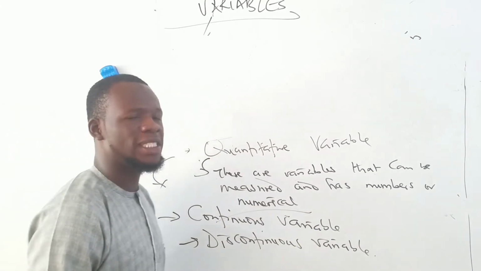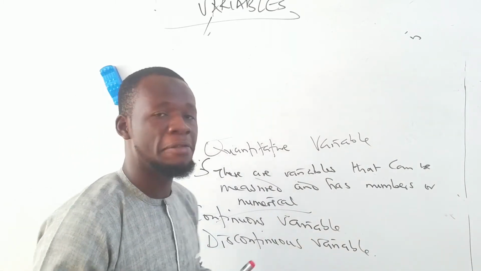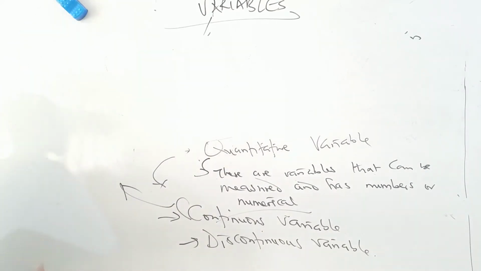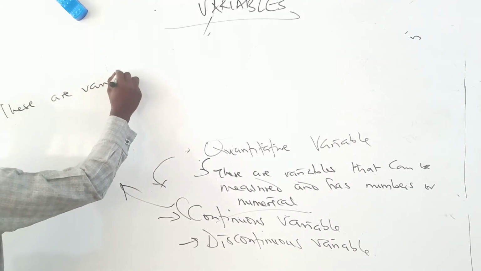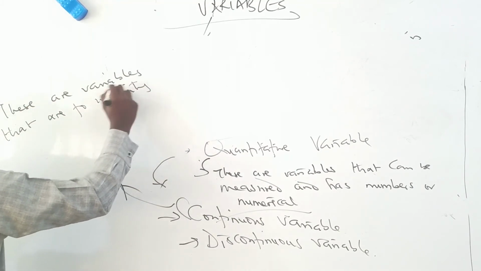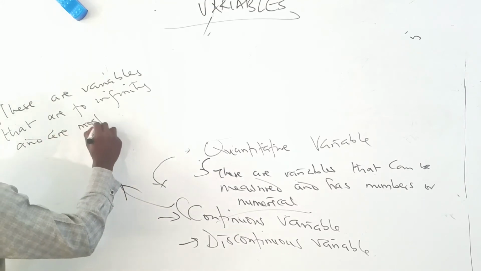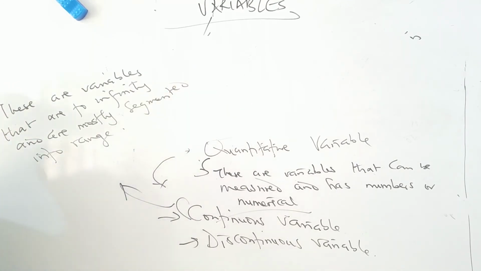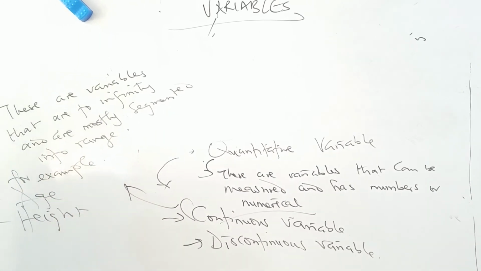Continuous variables are variables that are in range. They are infinity, they are to infinity. That is, they are continuous, and thus have to be segmented into range. So these are variables that are to infinity and are mostly segmented into range. For example, the age of an individual, the height can be segmented in range.